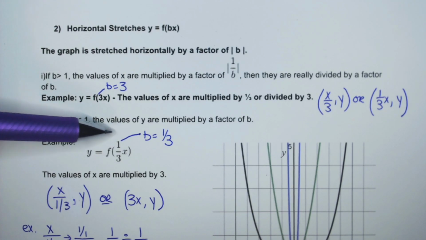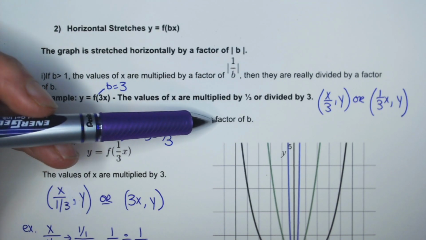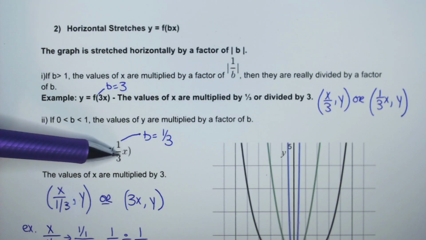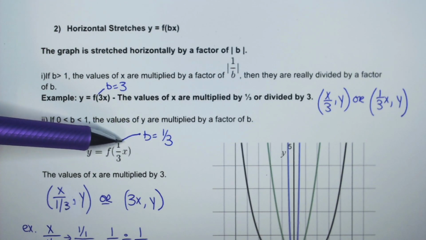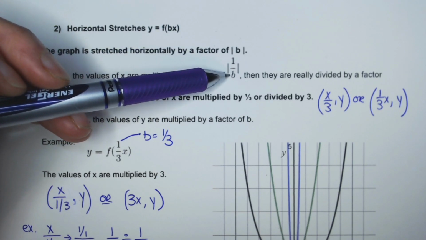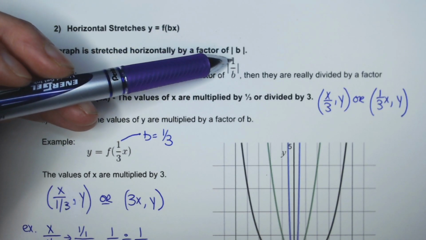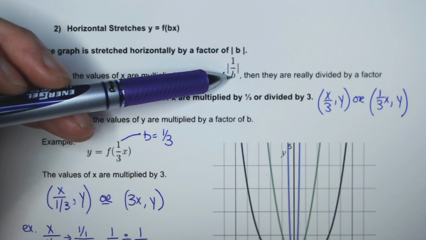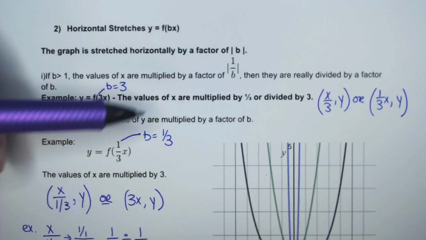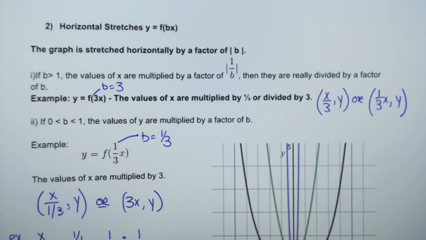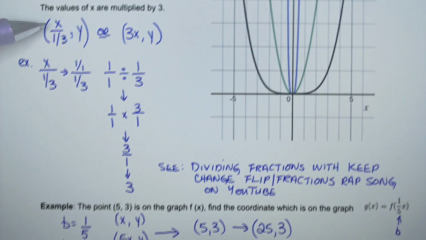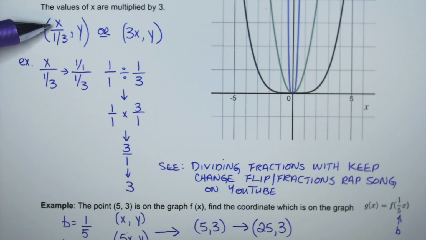You can also have the situation where b is between 0 and 1, so in fraction form again. In that circumstance, the values of x are multiplied by a factor of b. So if b is 1/3, keep in mind that this 1/3 is going into the bottom of this fraction right here. So what you're really having is 1 over 1/3. Okay, and I'm going to talk about why we get to multiply by a factor of 3 down here. When we have a horizontal stretch, we have this value based on our example, x over 1/3, y, or 3x, y. And this is why.